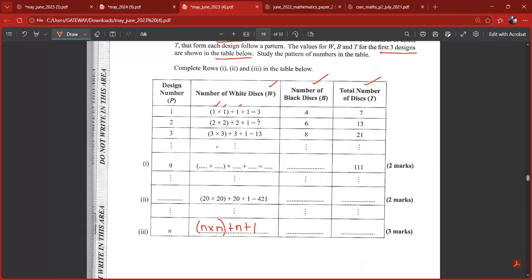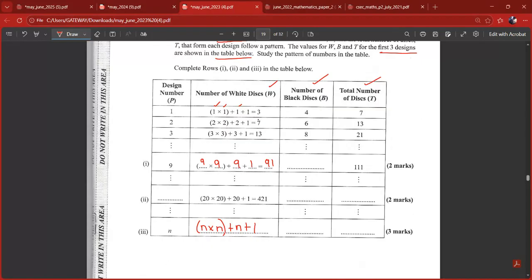So for design 9, N is now 9, so I replace the N with 9 in the formula. It will be 9 by 9 plus 9 plus 1. 9 by 9 is 81. 81 plus 9 is 90, and 90 plus 1 is 91. So this is 91.